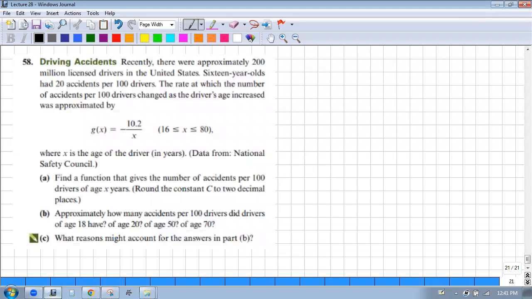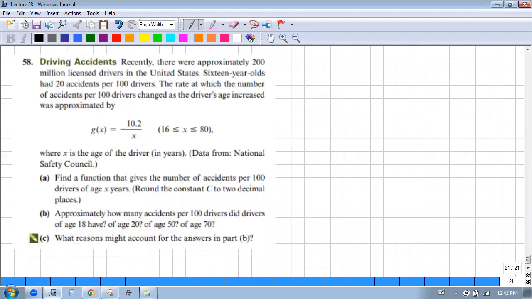Recently, there are approximately 200 million licensed drivers in the U.S. 16-year-olds had 20 accidents per 100 drivers. That means a fifth of every 16-year-old had an accident that year. 1 out of 5 16-year-olds.